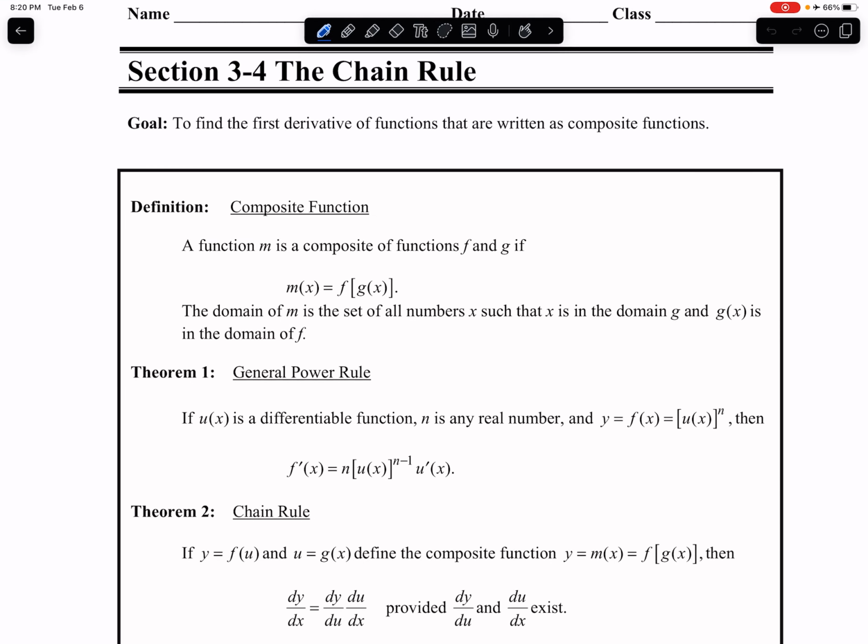So a composite function M is composed of functions f and g. Here we can see we have f of g of x. The domain of M is all real numbers x such that x is in the domain of g, and g of x is in the domain of f.